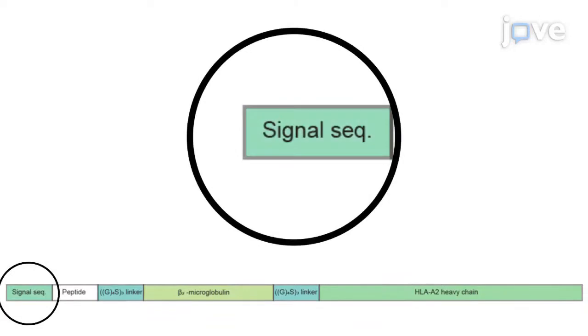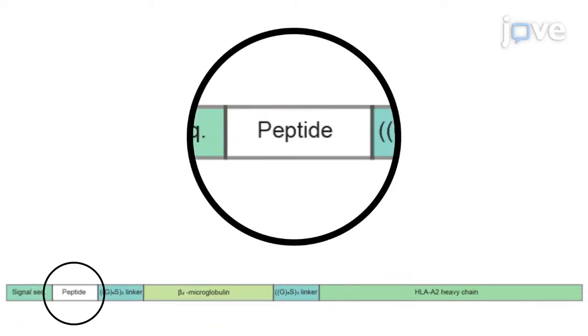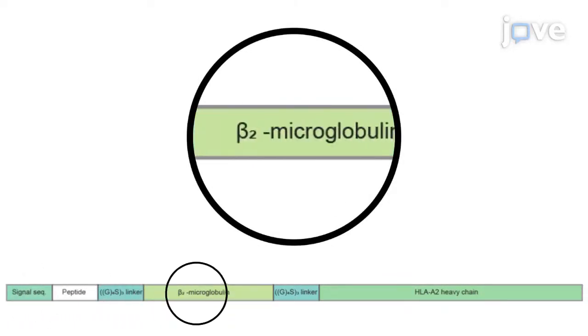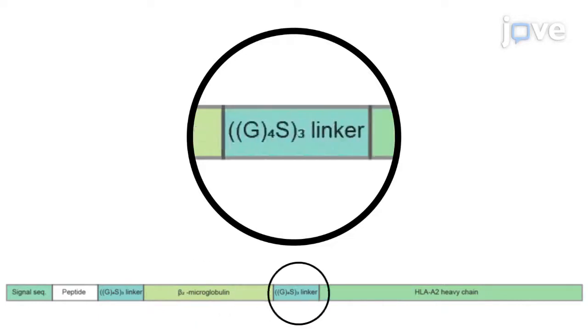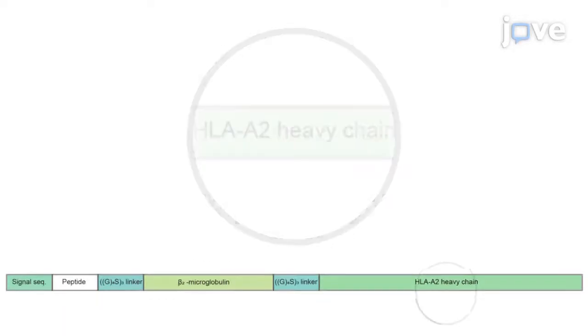This protocol uses single-chain human MHC class I molecules, consisting of signal sequence, peptide of interest, linker, human beta-2 microglobulin, linker, and MHC heavy chain. E183 peptide from hepatitis B is used as agonist peptide. GAG from HIV is used as non-stimulatory peptide.